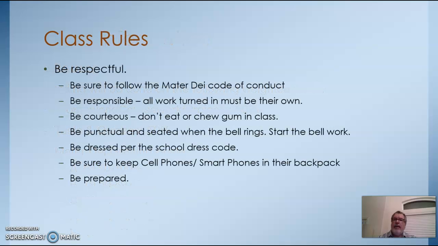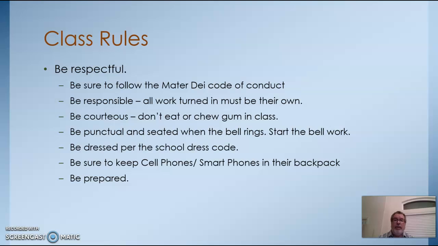All right. So some class rules that I have for students in my classroom. First of all, be respectful. Be respectful of yourselves and others. Be sure to follow the modern day code of conduct, and this is available in the student parent handbook. They should be looking at that and understanding what the code of conduct is. We ask the students to be responsible. All work turned in must be their own work. Be courteous. Don't eat or chew gum in class.